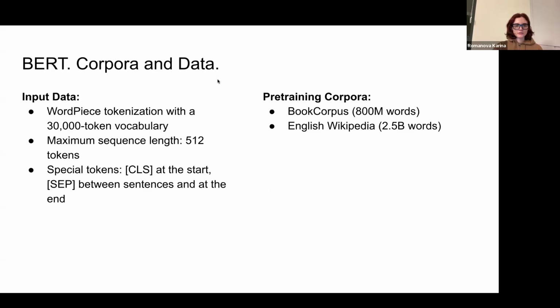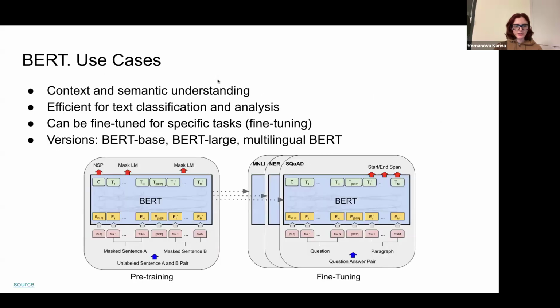I said about it, BERT's architecture allows it to excel in text classification, statement analysis, and question answering. Its bidirectional encoding makes it efficient for understanding sentence relationships, semantic similarity, and named entity recognition.